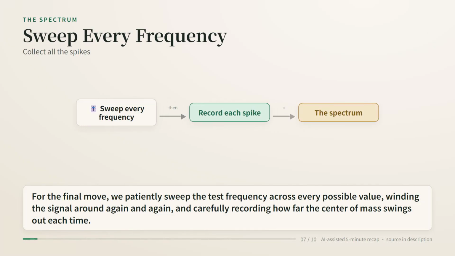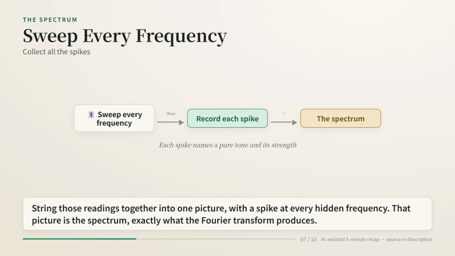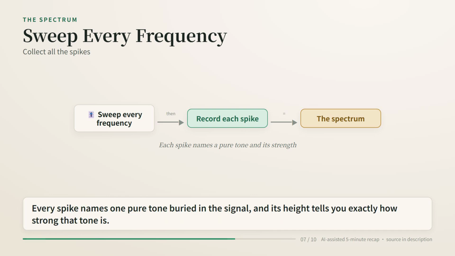For the final move, we patiently sweep the test frequency across every possible value, winding the signal around again and again, and carefully recording how far the center of mass swings out each time. String those readings together into one picture, with a spike at every hidden frequency. That picture is the spectrum, exactly what the Fourier transform produces. Every spike names one pure tone buried in the signal, and its height tells you exactly how strong that tone is.